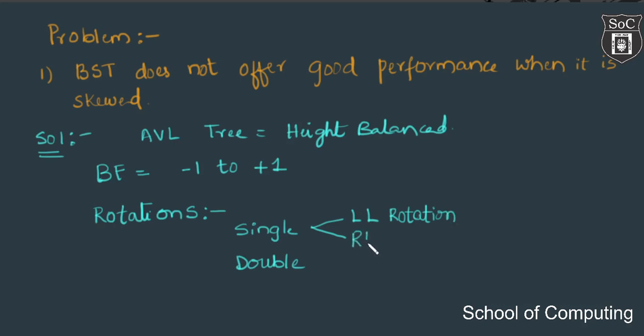Another one is called RR rotation. In a double rotation also, we have two types. One is LR, another one is RL. So we try to understand these four types of rotations in detail by taking a couple of examples.